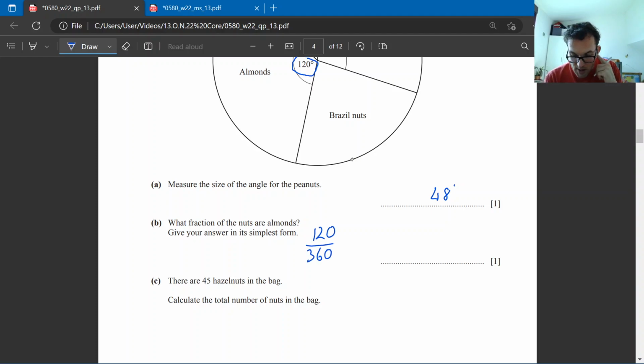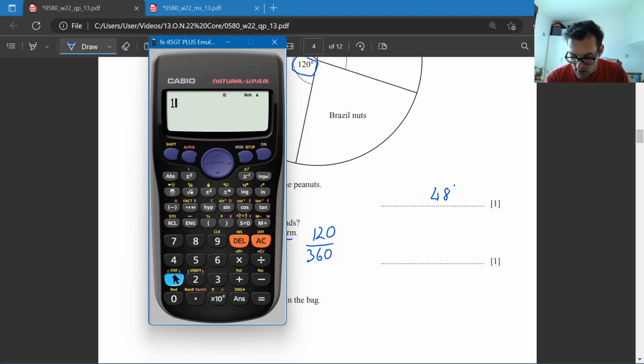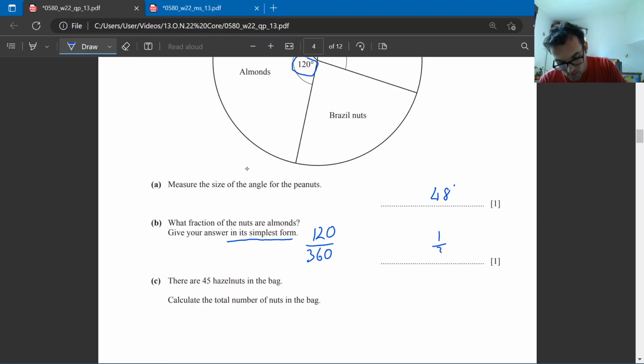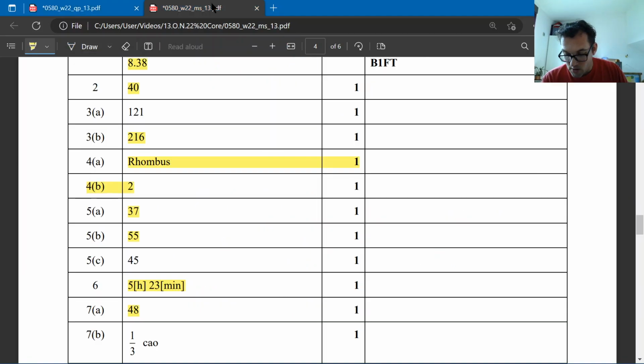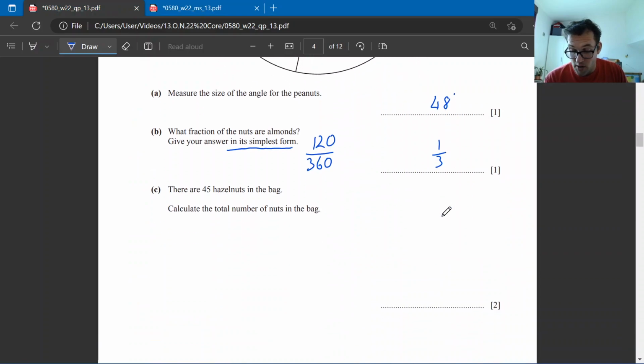360. Okay. It clearly states give your answer in the simplest form. So we have to simplify that. Quickest way to do that is to use your calculator. 120 out of 360, and your calculator will simplify it for you and give you 1/3. Okay, so you need to read the instructions, because here in the mark scheme it says 1/3 correct answer only. So anything else you get 0 marks.